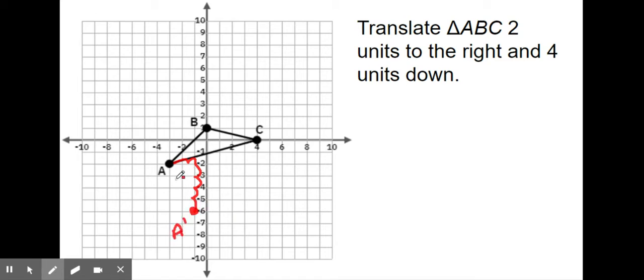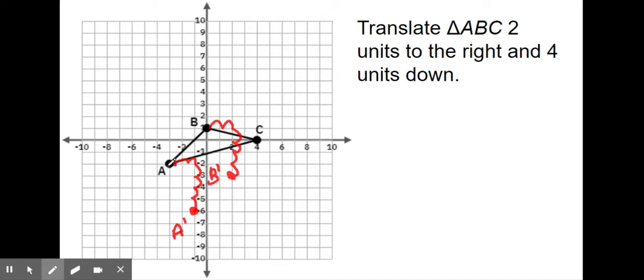And please notice how we use capital letters to label our vertices, and then we use the prime markings for the image after a transformation has been performed. So we're going to do the same thing. We're going to go 2 units to the right, 1, 2, and down 2, 3, 4. So B prime is at (2, -3).